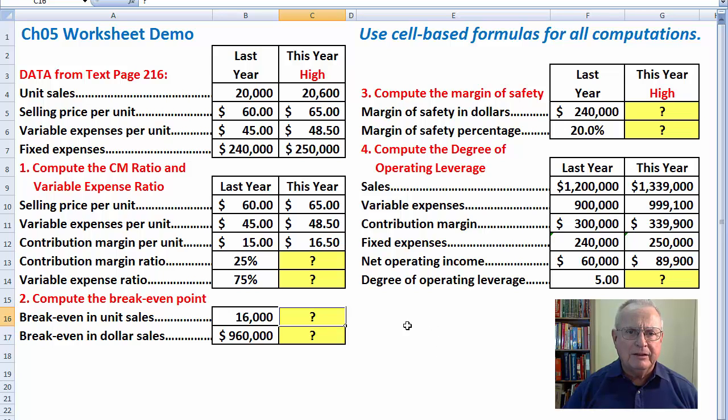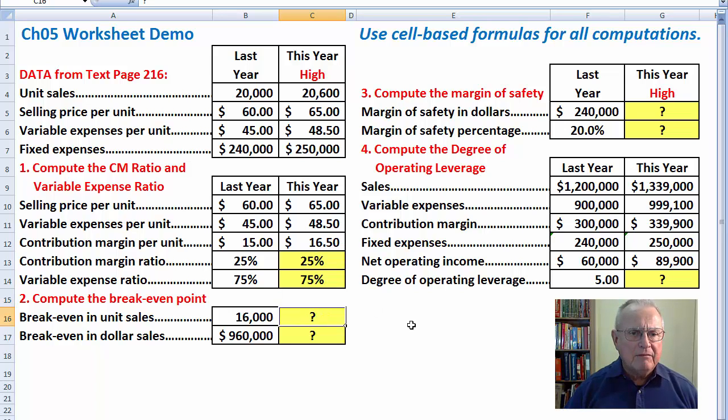I think you can handle the cell-based formulas pretty well, so I'm just going to focus on the items that are new for this particular chapter. We're going to start with the contribution margin ratio. That would be the contribution margin right here divided by the selling price. And you notice the contribution margin ratio is like it was last year, 25%. The next one is the variable expense ratio. So we're going to take the variable expenses per unit divided by the selling price, and that gives you 75%. So that's the same as last year.